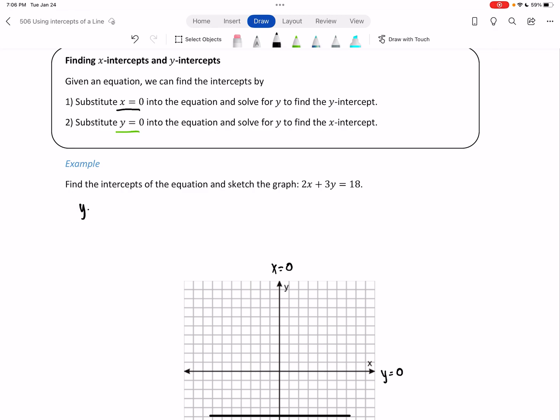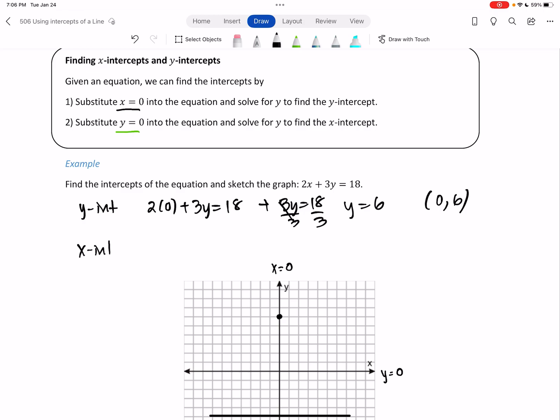So to find the y-intercept, I'm going to use my equation and I'm going to put in x equals 0. So that says 3y is 18, divide both sides by 3, y is 6. So my y-intercept is going to be the point (0, 6). 1, 2, 3, 4, 5, 6.